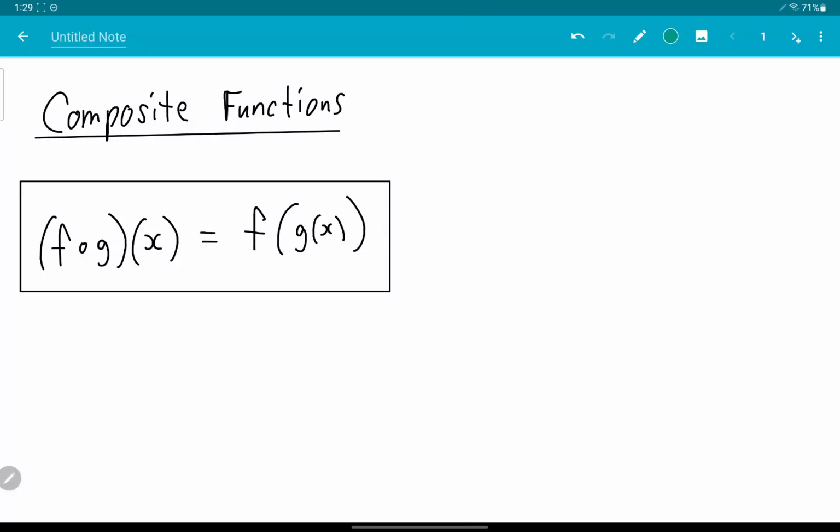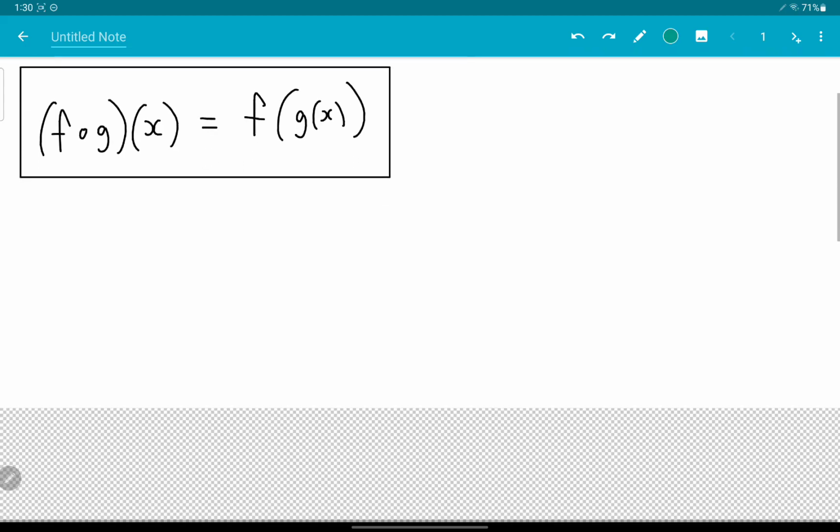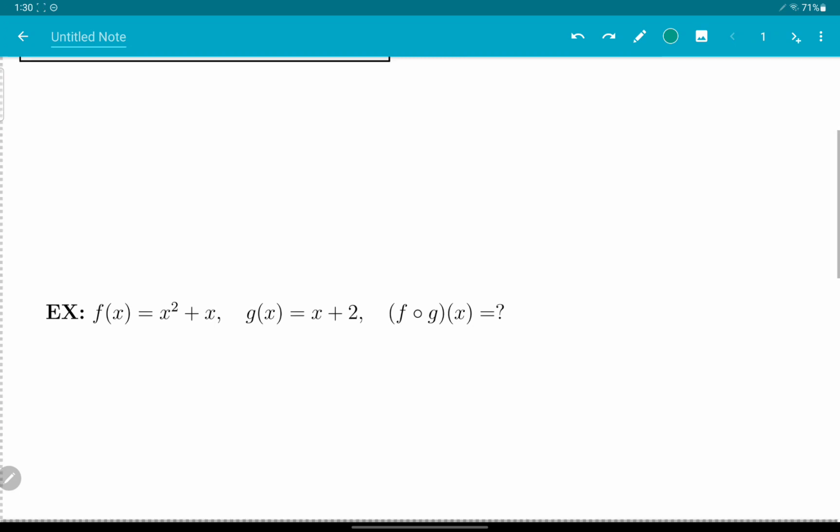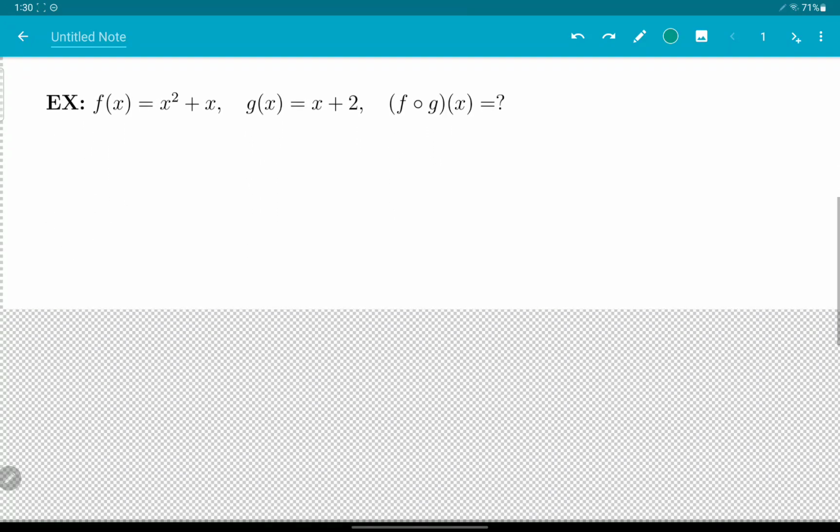So we can put functions together in many ways. We can add them, we can subtract them, and we can do something called composition. So here's the symbol we use for composition of functions. Sounds fancy, but what it means is that g is plugged into f. Nothing too strange happening here. So let's do an example to illuminate further, and then we'll look at when composite functions are continuous.